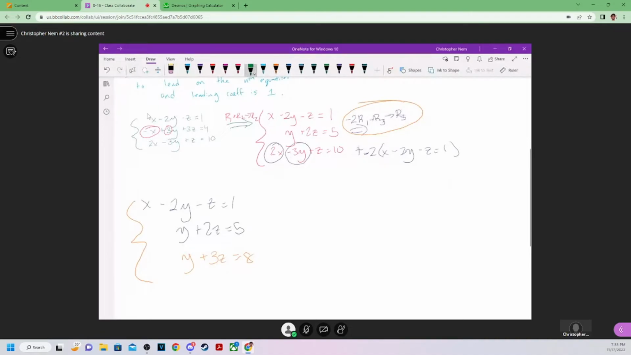Great. Now on our third equation, the x's are deleted. We're happy. But remember, the leading variable should be z. So I need to get rid of that y right now. Let's get rid of that y. How can I get rid of that y?